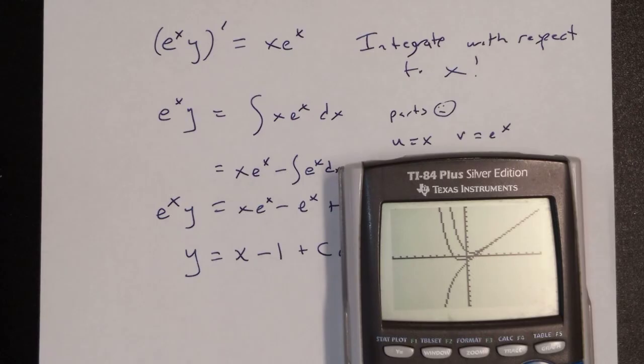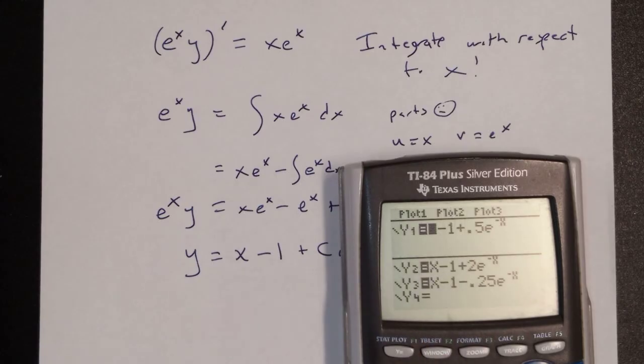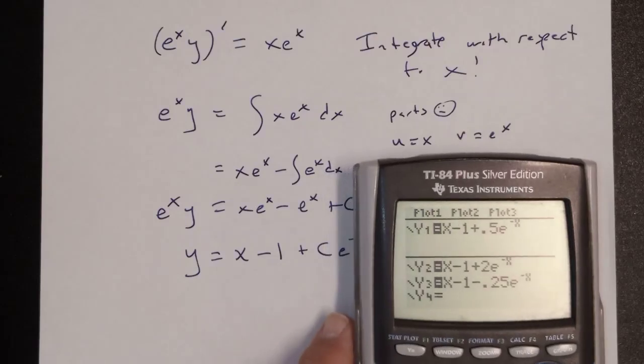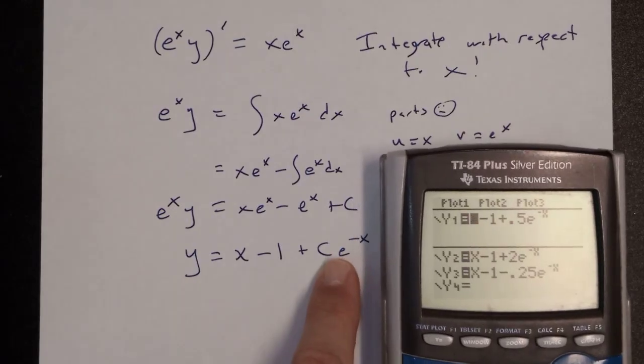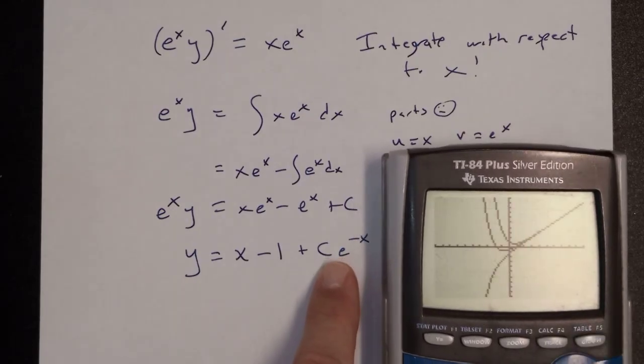I picked 0.5 and 2 and negative 0.25 for my values of c. But it doesn't matter what value we put here. As x gets larger, this term vanishes. It goes to 0. We've got a stable solution, but it's not an equilibrium solution. Equilibriums are horizontal lines. This is oblique.